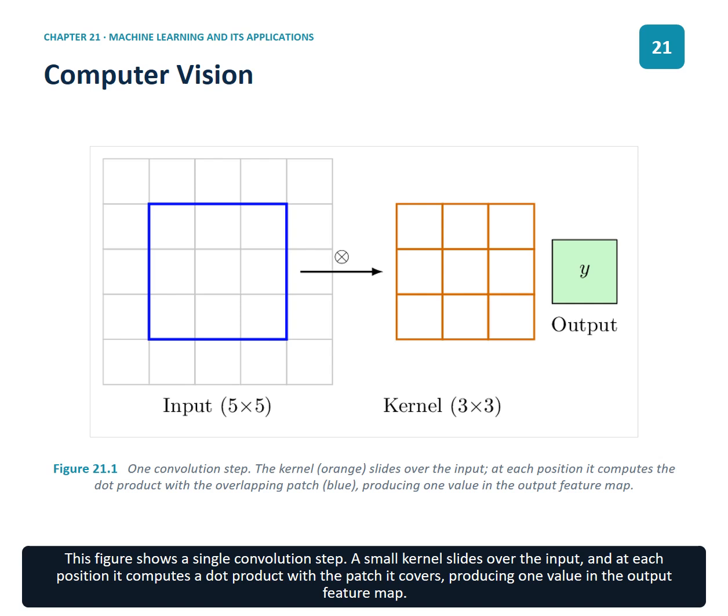This figure shows a single convolution step. A small kernel slides over the input, and at each position, it computes a dot product with the patch it covers, producing one value in the output feature map.